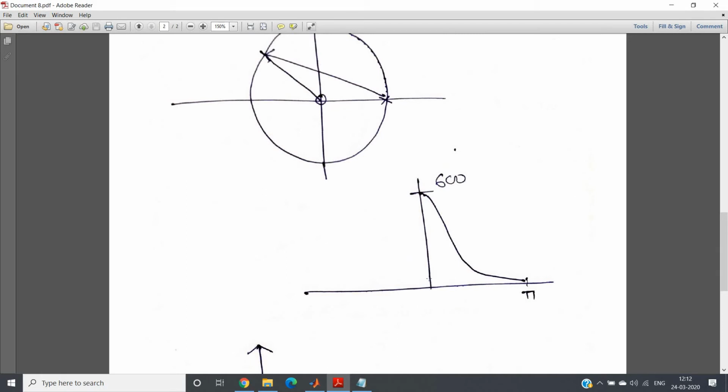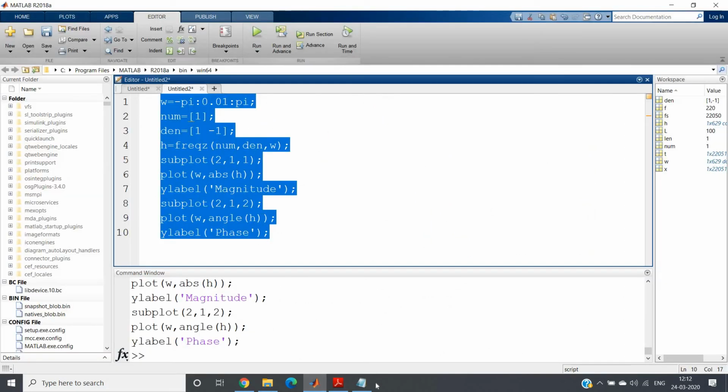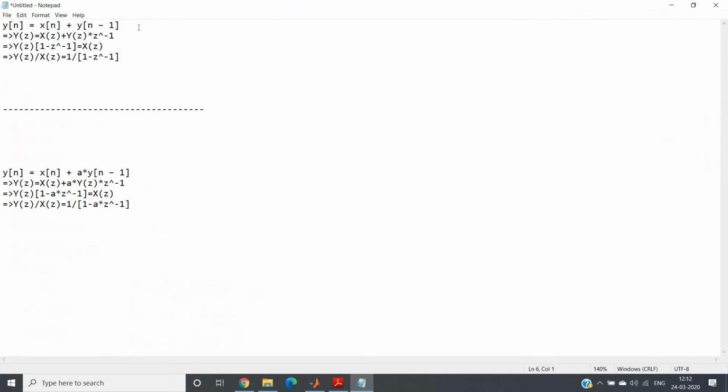Right, now another concept. Suppose we add one coefficient here. Suppose this was our difference equation, y[n] = x[n] + y[n-1]. Now suppose we want to add one coefficient a, multiplied by a. Then we will get this kind of difference equation, y[n] = x[n] + a·y[n-1]. And if you take the z-transform and calculate the transfer function, eventually we will get Y(z)/X(z) = 1/(1 - a·z^-1).